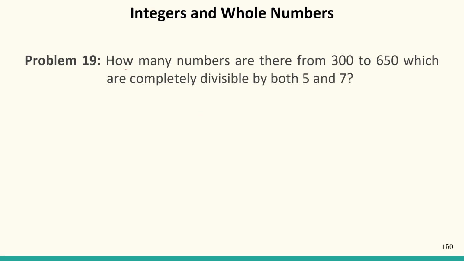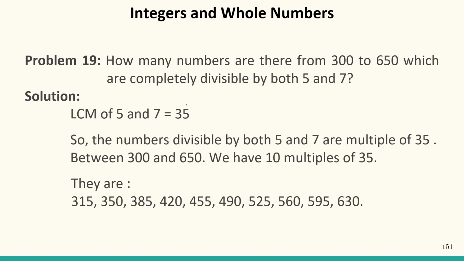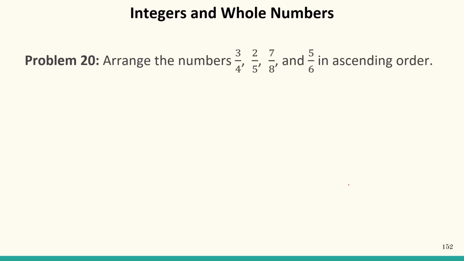Let's go forward with problem number 19. How many numbers are there from 300 to 650 which are completely divisible by both 5 and 7? So the LCM of 5 and 7 is equal to 35. So the numbers divisible by both 5 and 7 are multiples of 35. So between 300 and 650, we have 10 multiples of 35. They are 315, 350, 385, 420, 455, 490, 525, 560, 595 and 630.